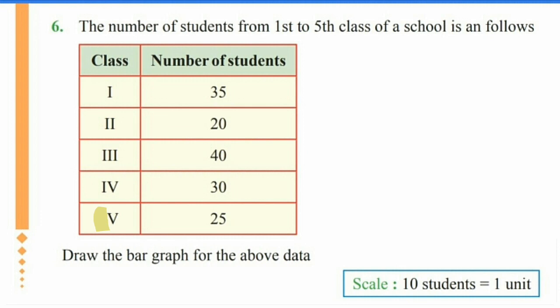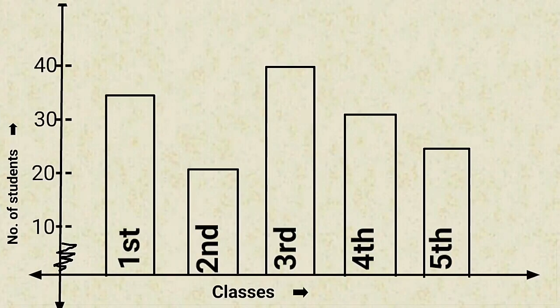Here scale we are given 10 students is equal to 1 unit. Now here taking the difference of 10, we have written 10, 20, 30 and 40 vertically number of students. So here first represents number of students of first class which is equal to 35, second represents 20, third represents 40, fourth represents 30 and fifth represents 25.